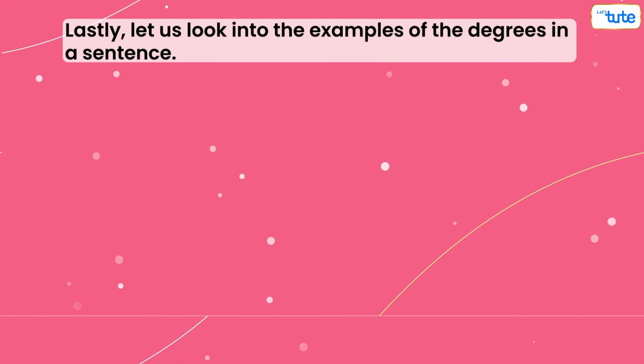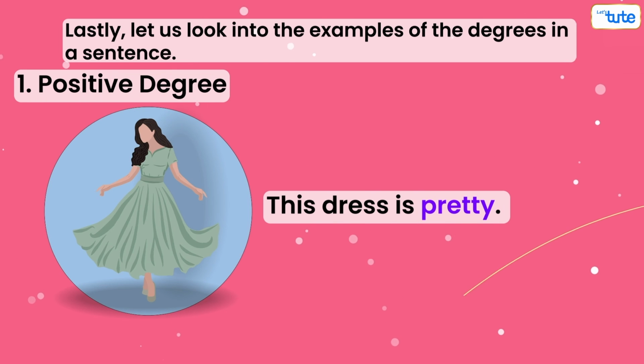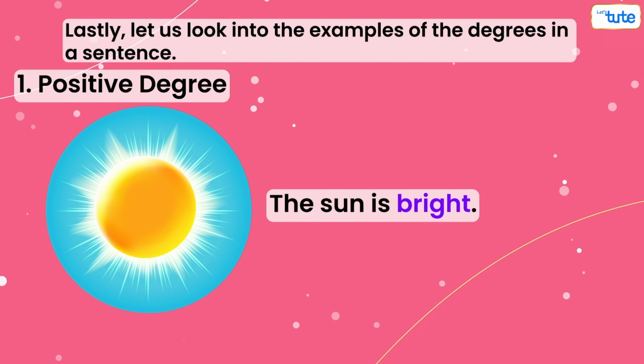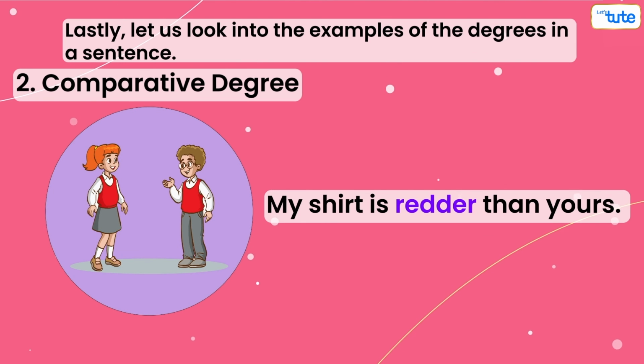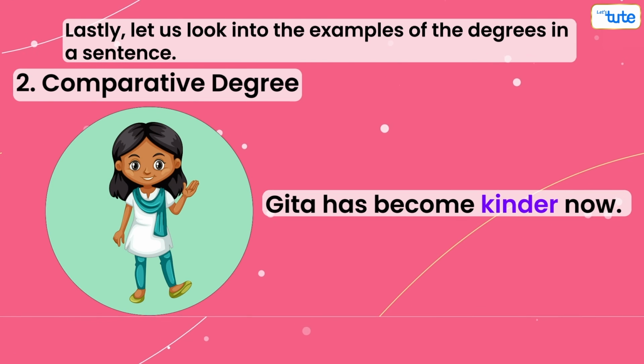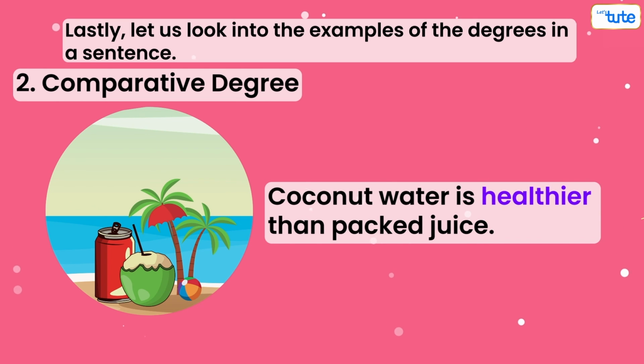Lastly, let us look into the example of degrees in a sentence. Positive, this dress is pretty. The sun is bright. He is smart. Comparative degree, my shirt is redder than yours. Geeta has become kinder now. Coconut water is healthier than packed juice.